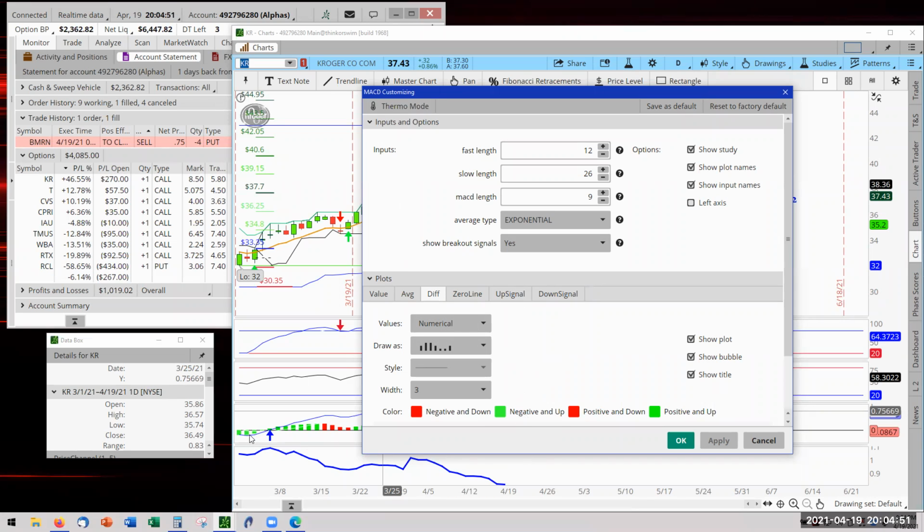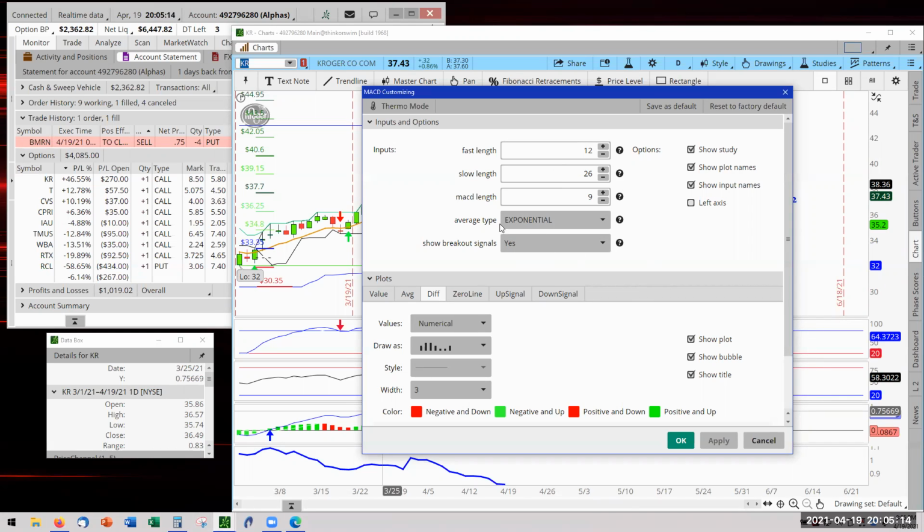That means that it's below the zero line in negative territory, but it's going in the up direction. Color that green. Positive going down, that's above the zero line going down. And then the green positive going up, that's the green above the zero line. So it's just red, green. And now you're able to see how the histogram is showing a trending direction.